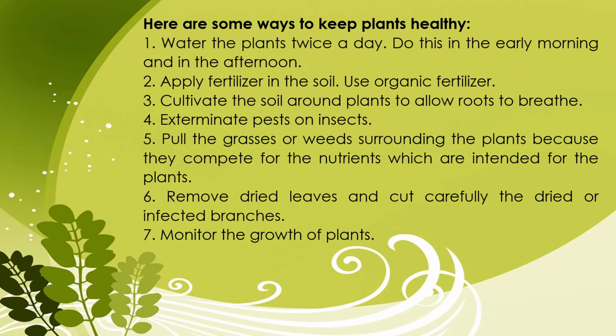Number 4, exterminate pests and insects. Next, pull the grasses or weeds surrounding the plants because they compete for the nutrients which are intended for the plants. Next, remove dried leaves and cut carefully the dried or infected branches. And the last one, we have monitor the growth of plants.